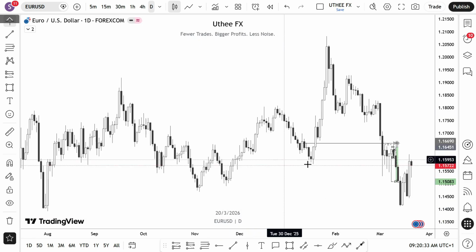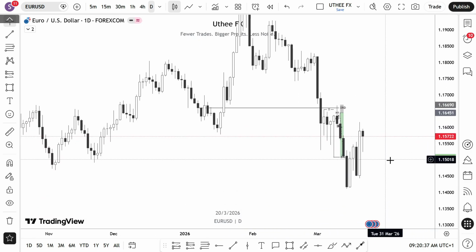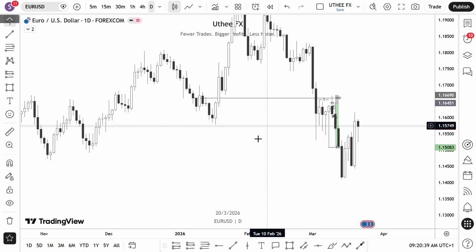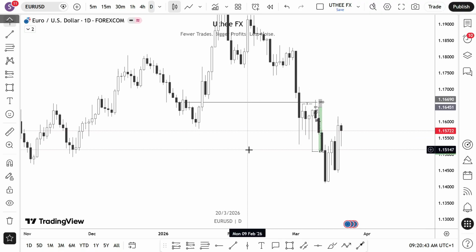So that is how you trade this model. Just look for a daily key level. Okay, a daily key level. Now there's always a rejection somewhere and an expansion somewhere. You might want to ask which one you want to take.